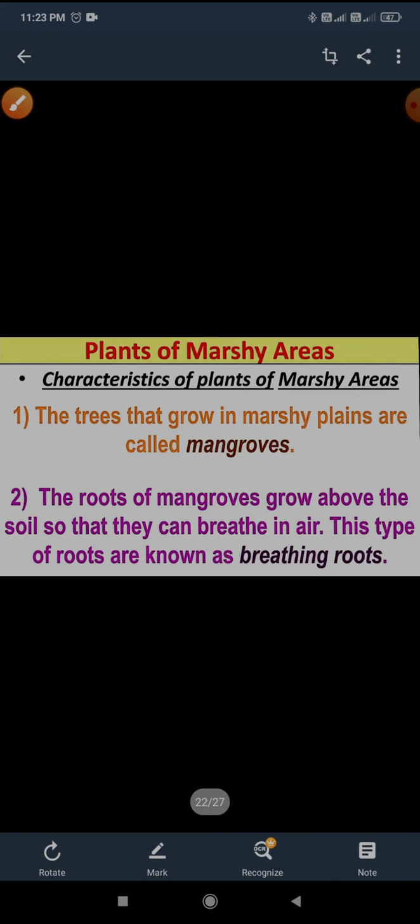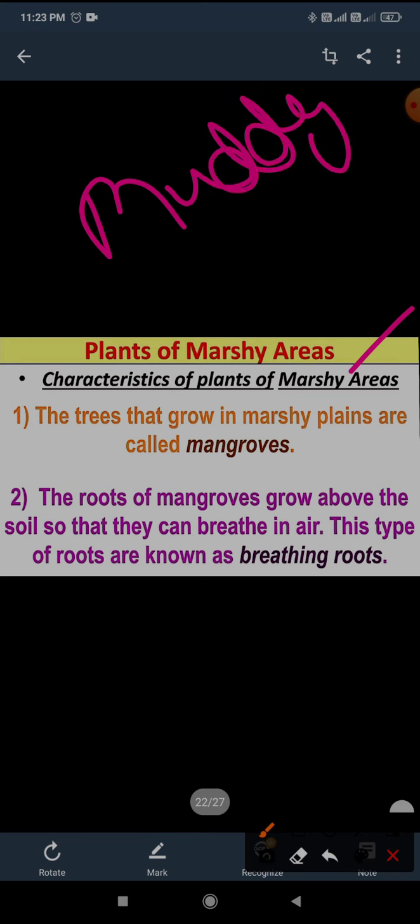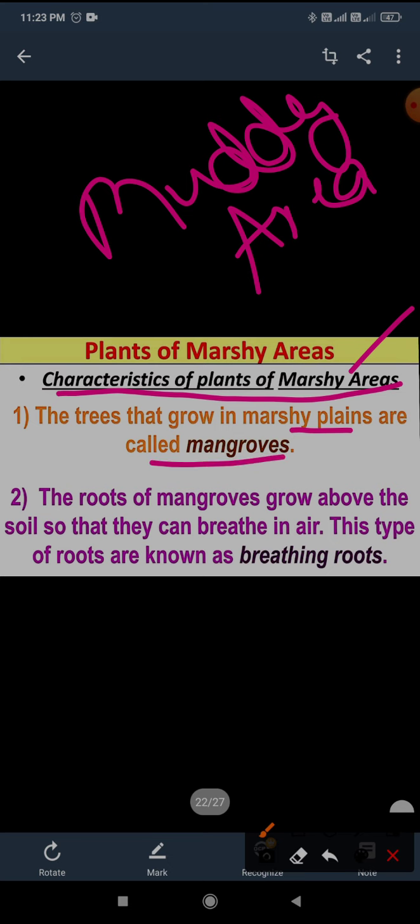Now the next and last, plants of marshy areas. Let's talk about the plants of marshy areas, meaning muddy areas. Now see the characteristics of the plants of marshy areas. The trees that grow in marshy plains are called mangroves. The roots of mangroves grow above the soil so that they can breathe in air, and this type of root is known as breathing root.